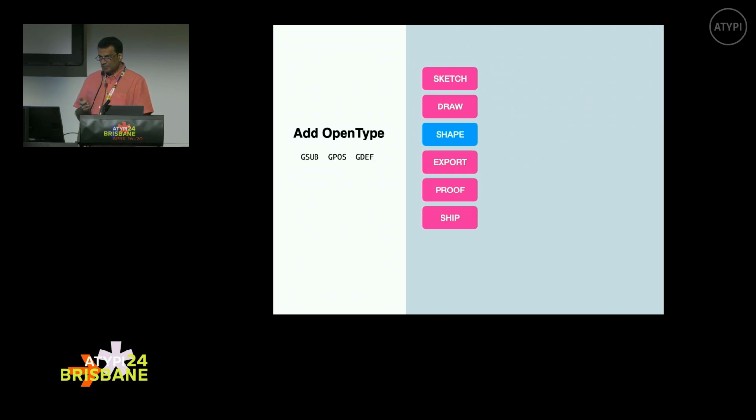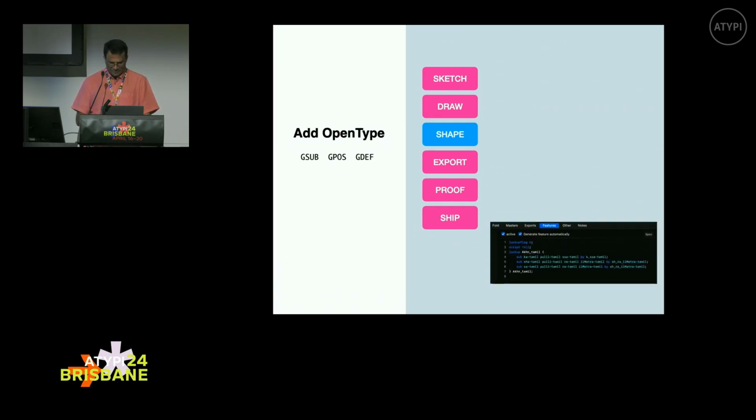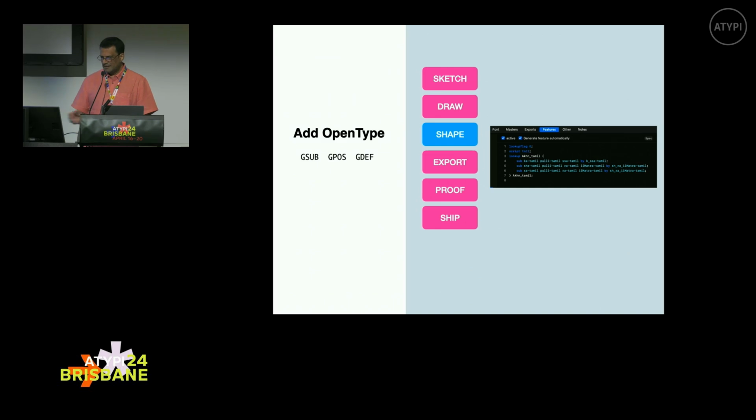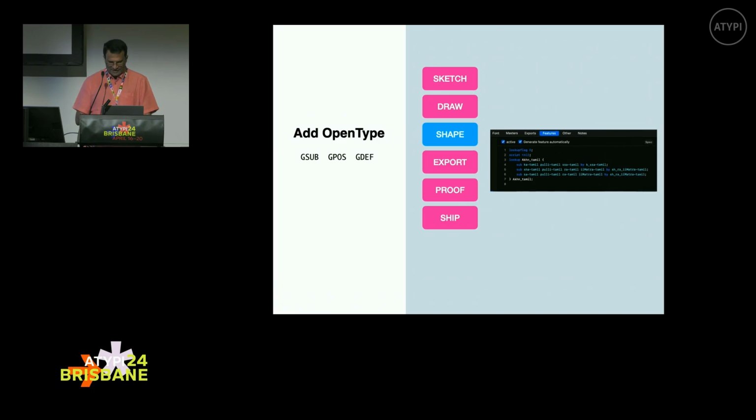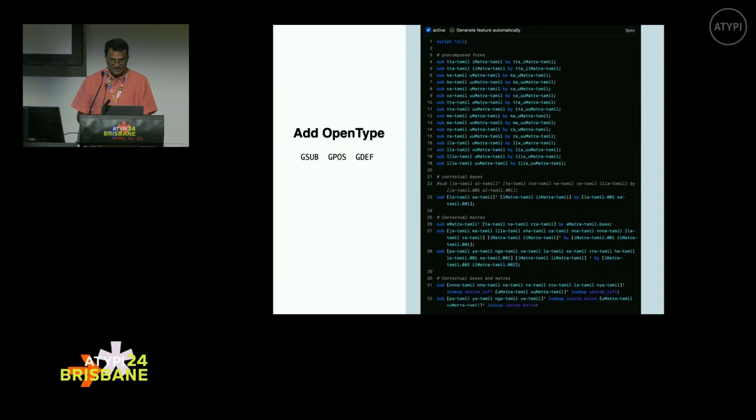So for shaping to work, we add OpenType, GSUB, GPOS, and GDEF. The glyph definition is usually generated by the tools themselves, so we don't have to worry about it that much. But GSUB and GPOS is something we have to do. This is a very simple GPOS rule in some of my fonts. It can be as complex as this. This is one of the simplest Indian scripts, Tamil, which requires the least amount of shaping rules, and that itself is so much.